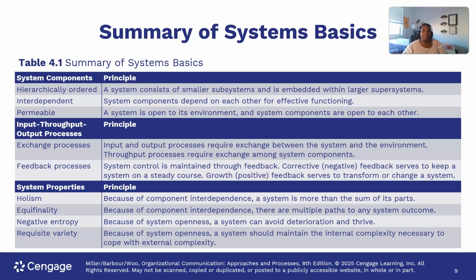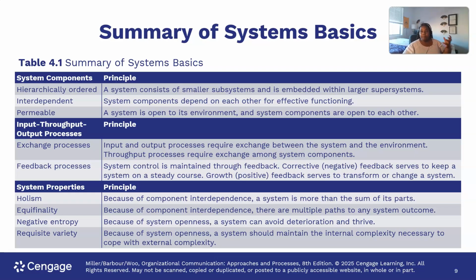So, for example, it's hierarchy ordered. So we have smaller subsystems embedded in larger subsystems. They're interdependent, so each department depends on each other for functioning. They're permeable, so we have to be open to the environment to some degree and make sure information is flowing through the organization. So they grow and the system's components are open to each other, so open communication. Exchange feedback, so input and output processes require exchange between the system and its environment. Throughputs are the exchange among those systems.